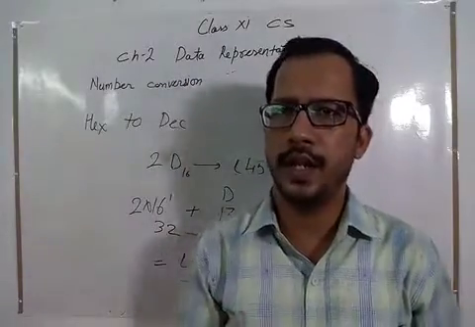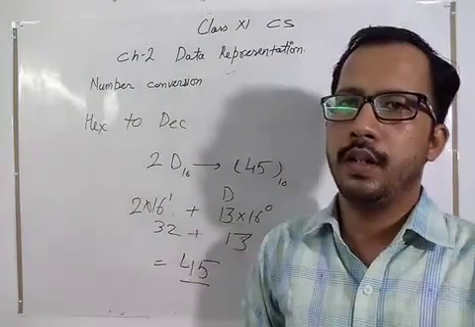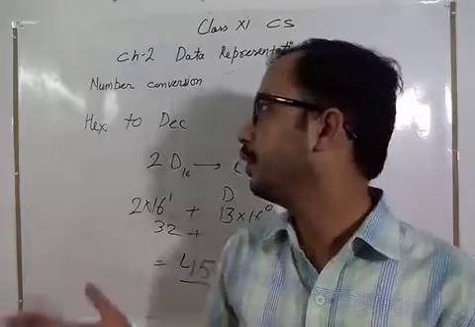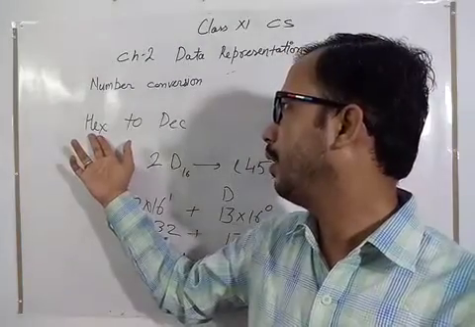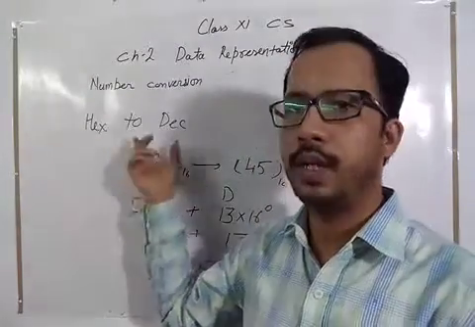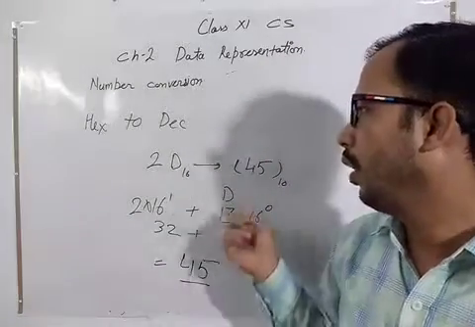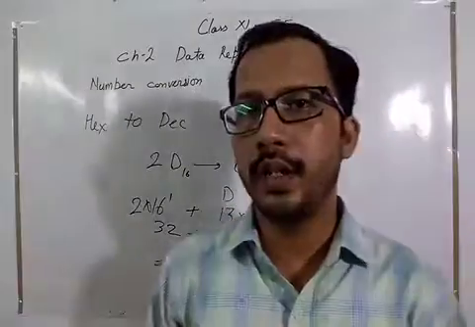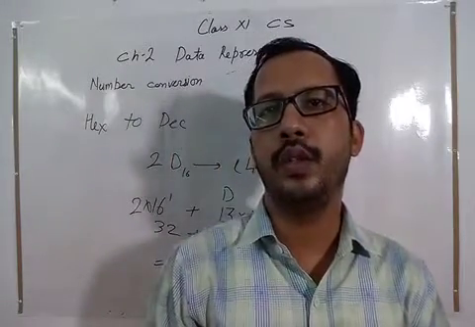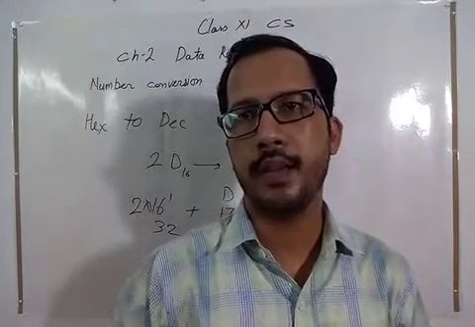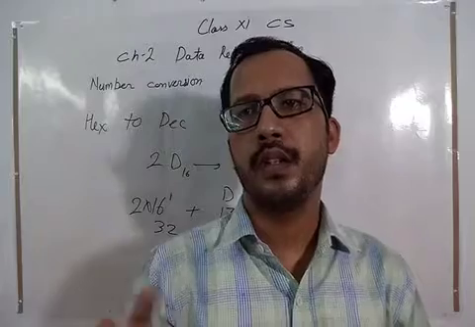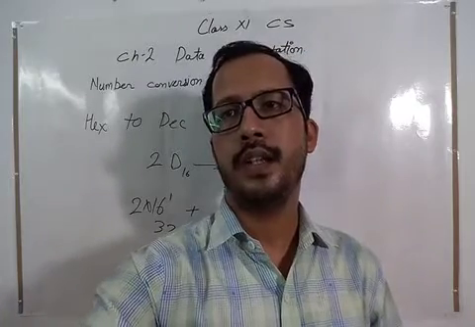So it is the same as the previous ones: hex to decimal, octal to decimal, and binary to decimal. All these methods are the same. Now I will tell you how to convert a number from binary to hexadecimal and from hexadecimal to binary. So first we will convert a number from hexadecimal to binary.